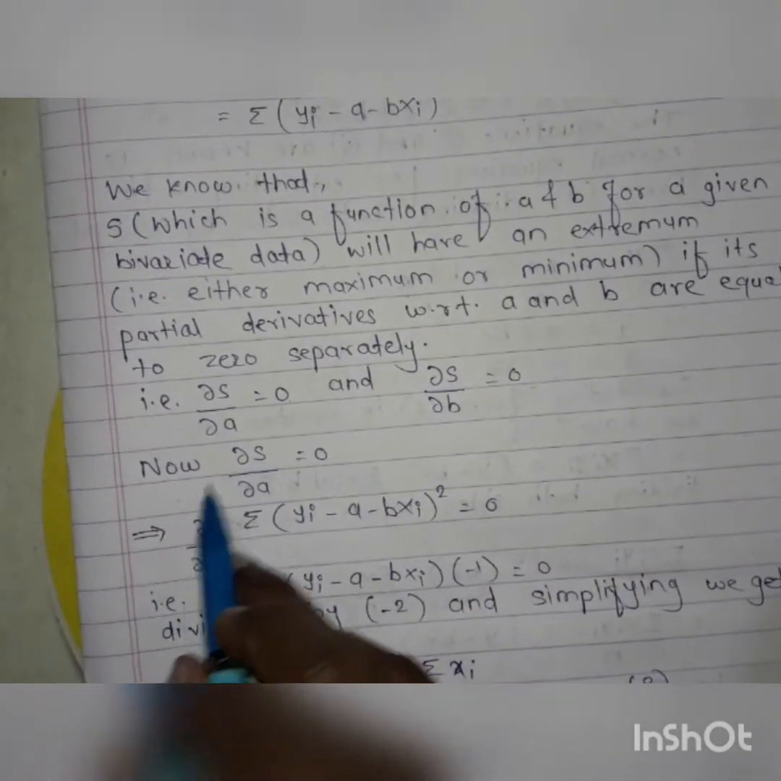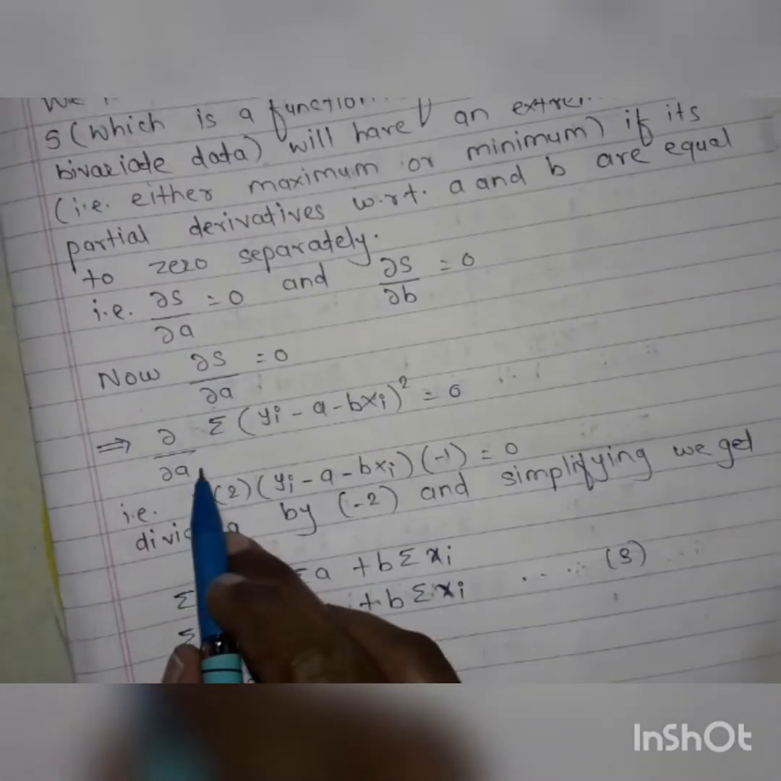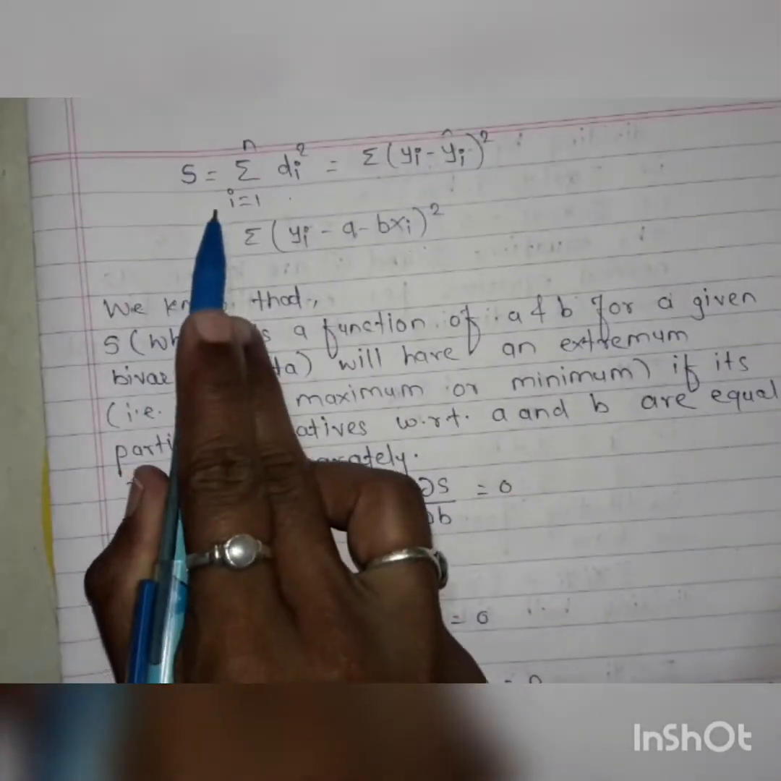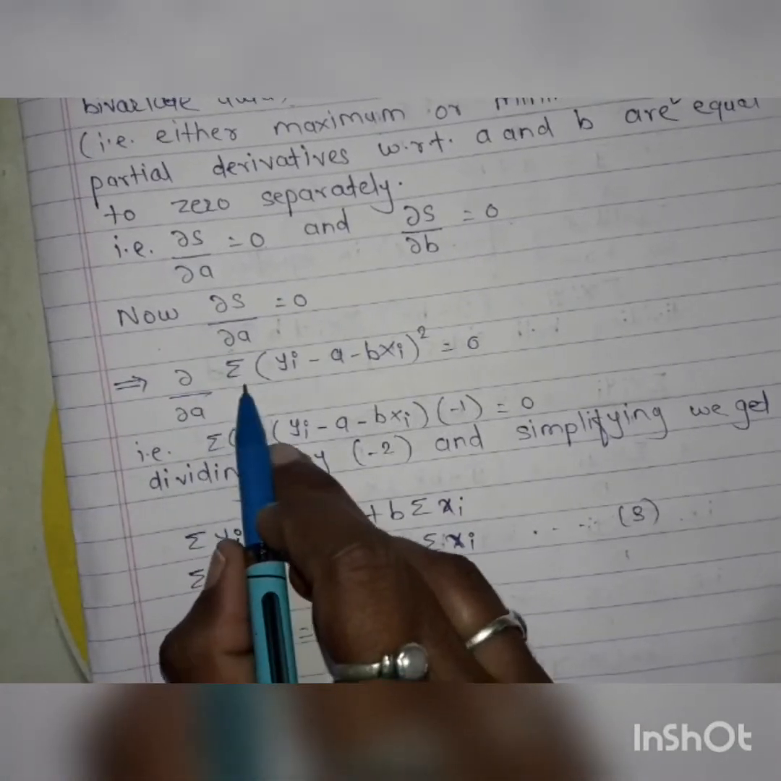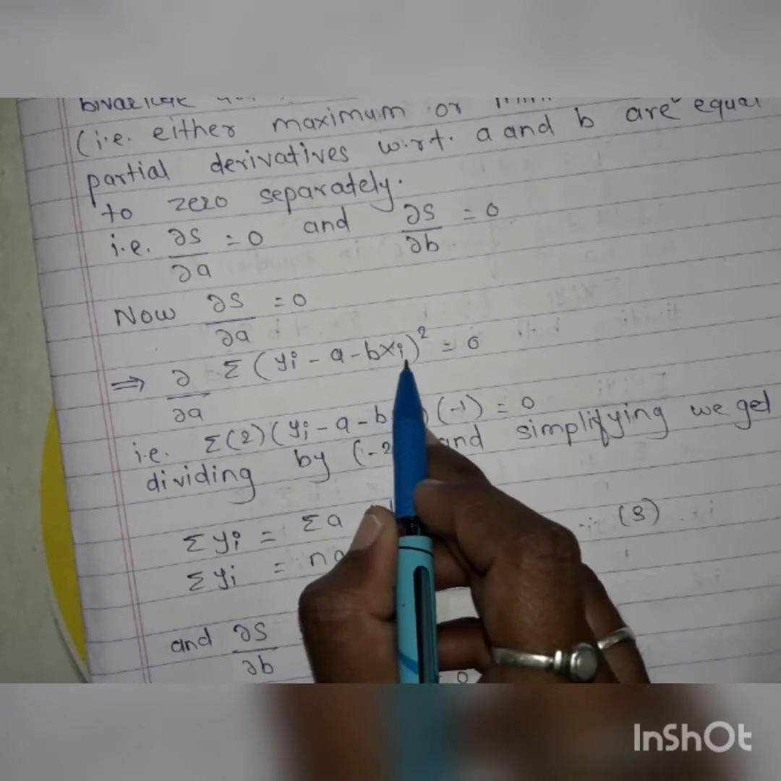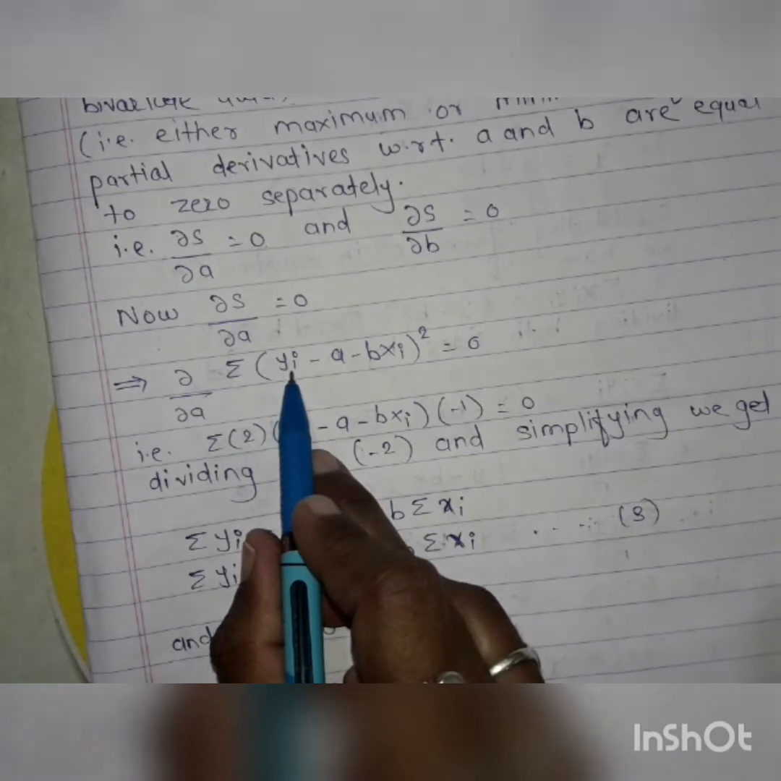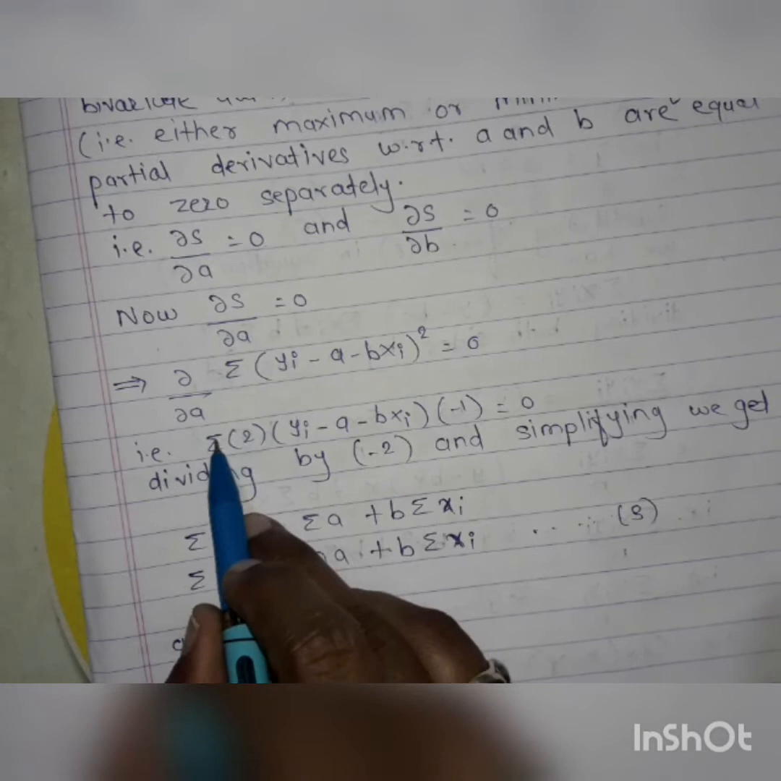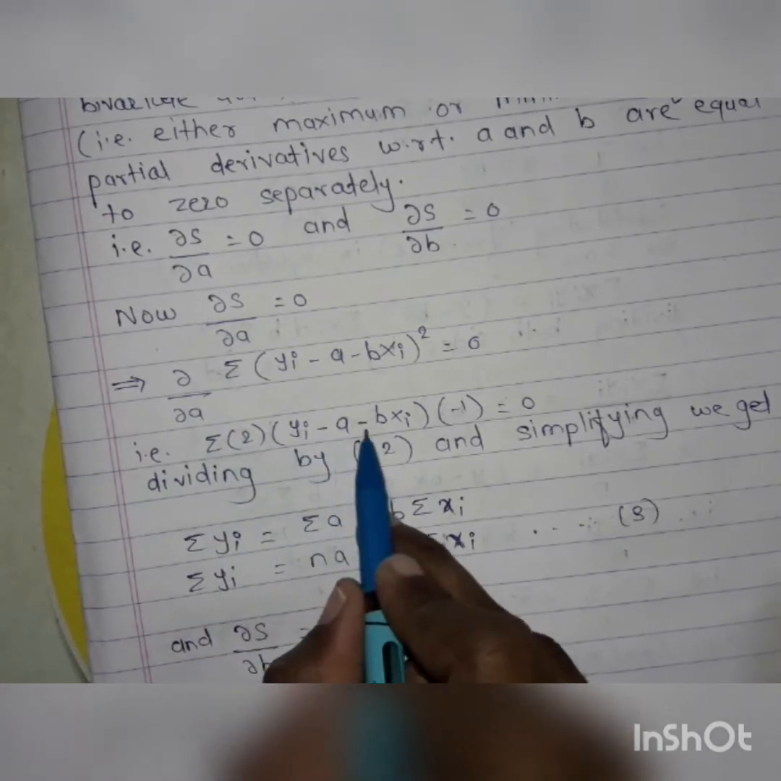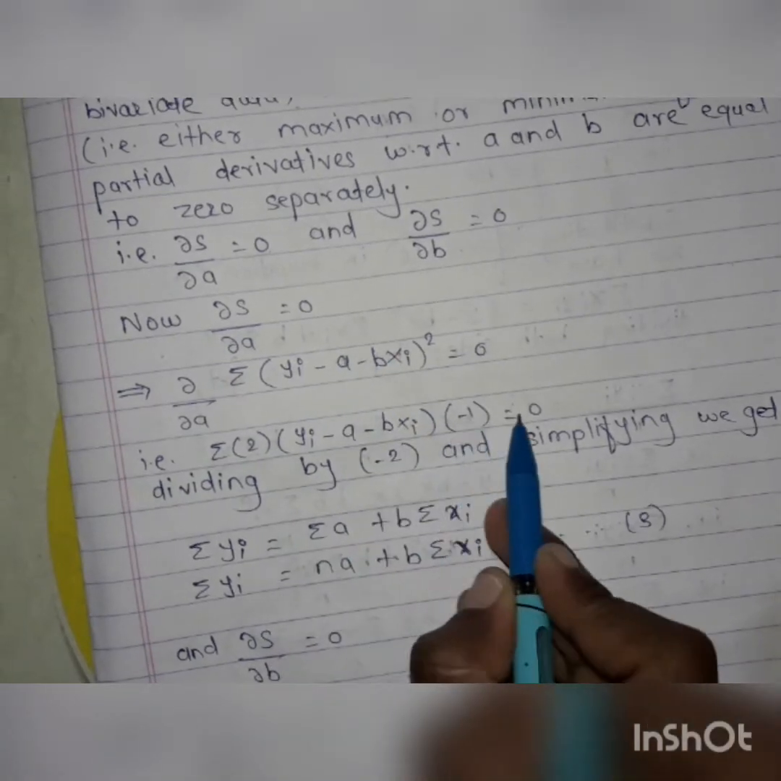Now first, ∂S/∂a = 0, which implies, differentiating this S with respect to a, we get ∂/∂a summation (yi - a - b xi) whole square is equal to 0. That is, summation 2 into (yi - a - b xi), and the derivative of this a is minus 1, is equal to 0.